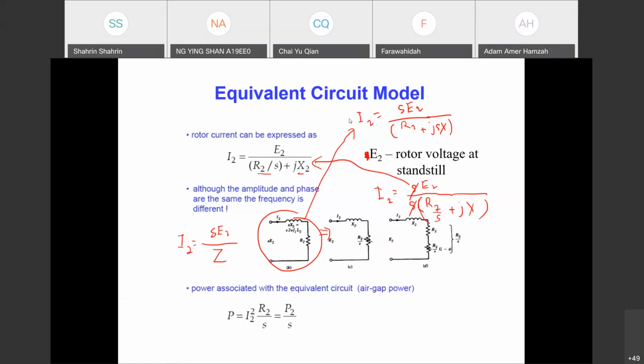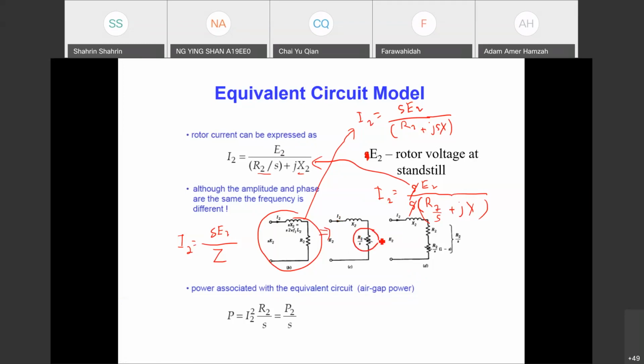Okay, we factor out the S. From here, we factor out S. So we will have this equation. And then this equation is translated into the circuit like this. Okay, so right now, our main concern is on the R2 over S here.